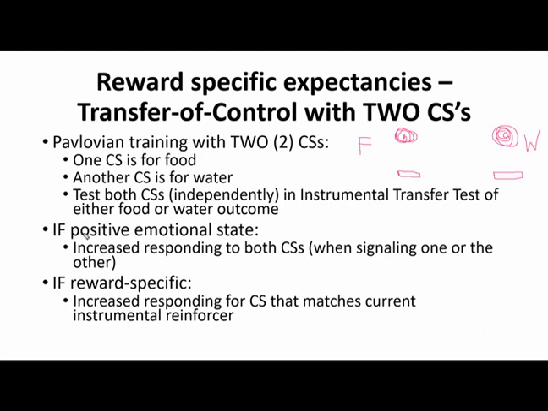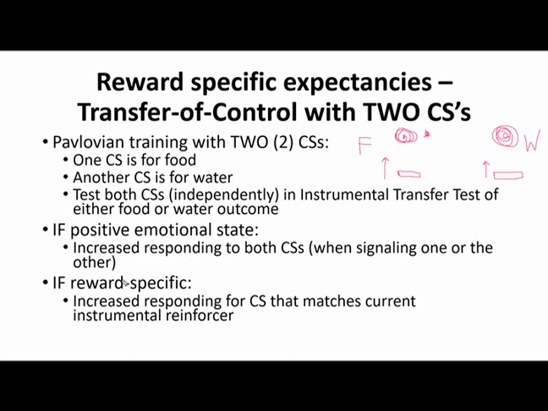And our two predictions are that if this is only based on that positive emotional state, then we should see an increase in lever pressing for both sides. Even if the food light is lit, we should still see an increase in responding for both food and water.